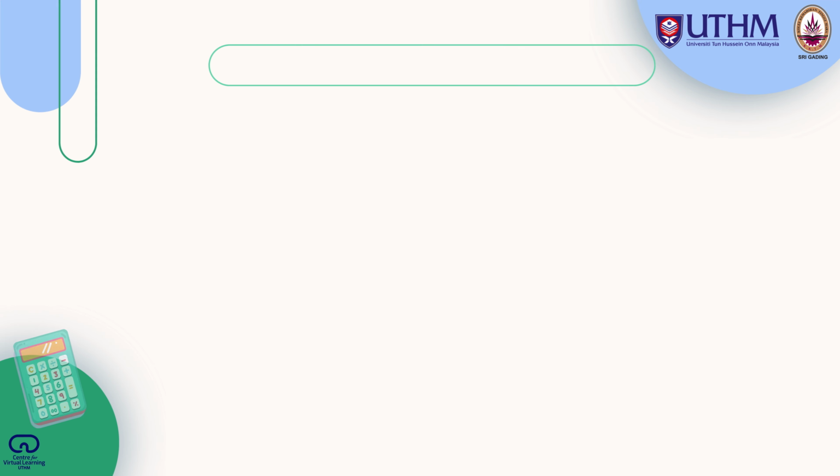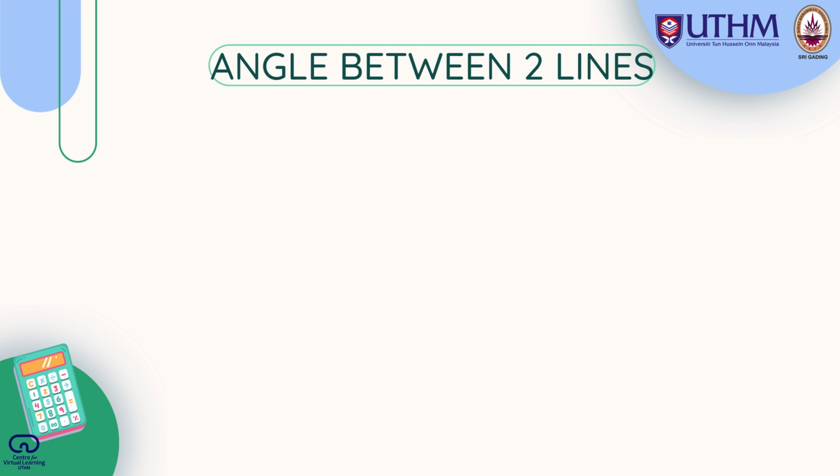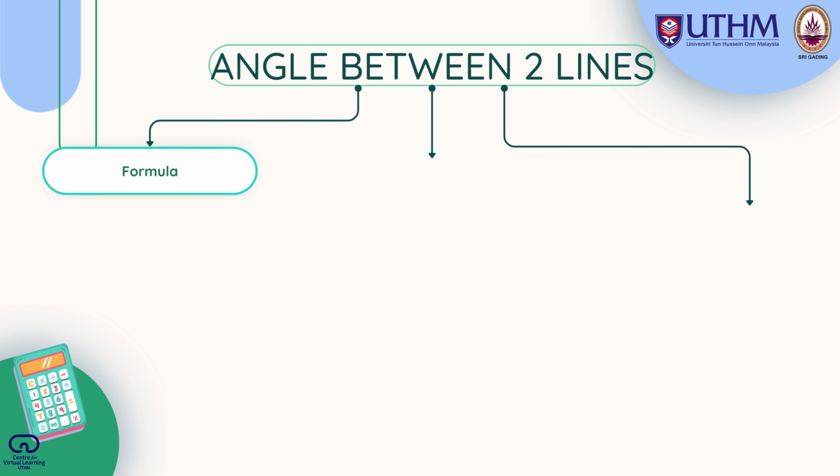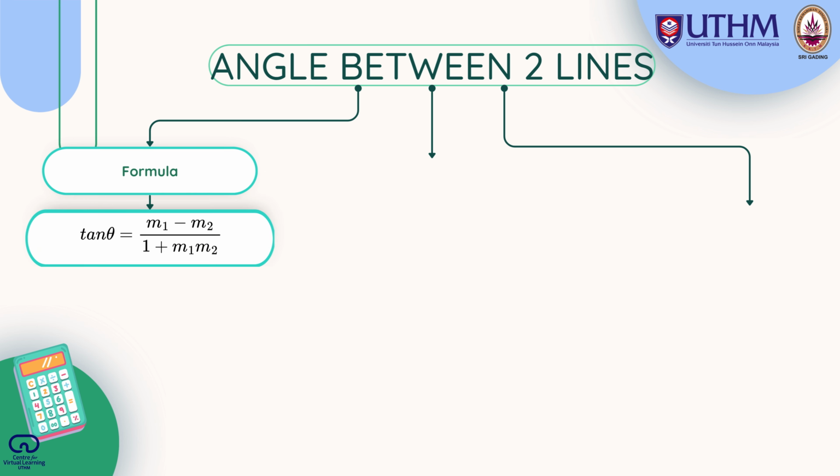Let's now move on to the second half of this subtopic, the angle between two lines. This is also divided into 3 sections. First, the formula to find the angle theta between two lines. Tangent theta equals to m1 minus m2 over 1 plus m1 times m2. m1 is the gradient of the first line and m2 is the gradient of the second line.